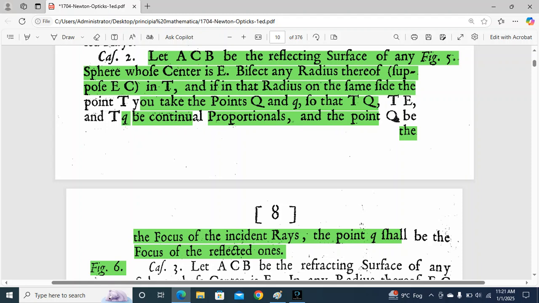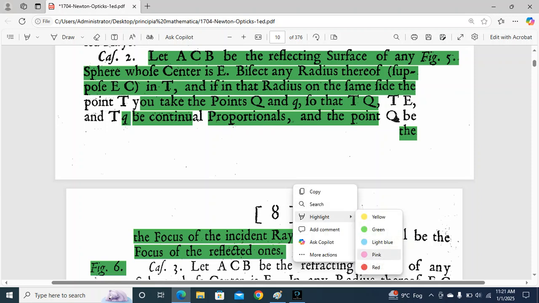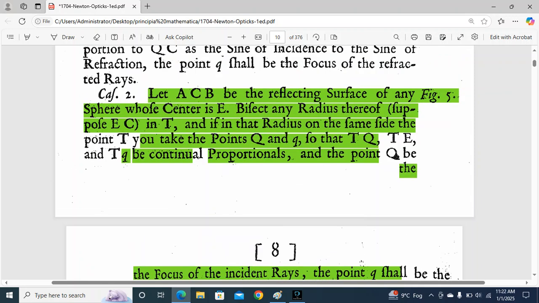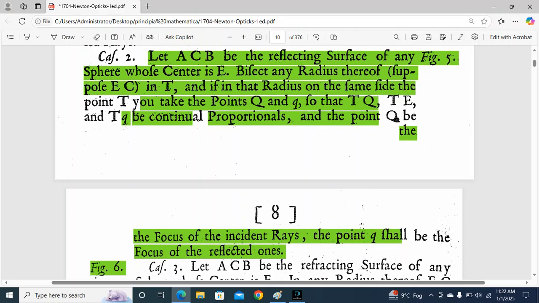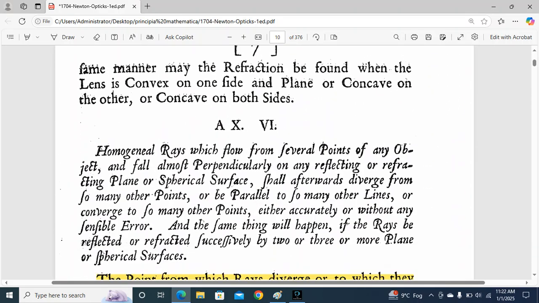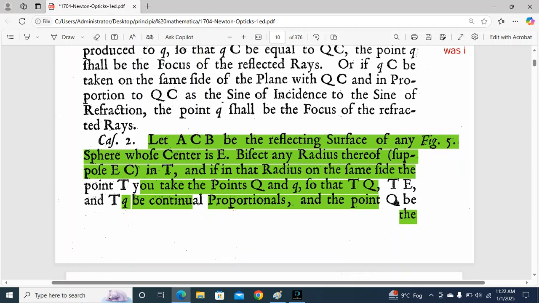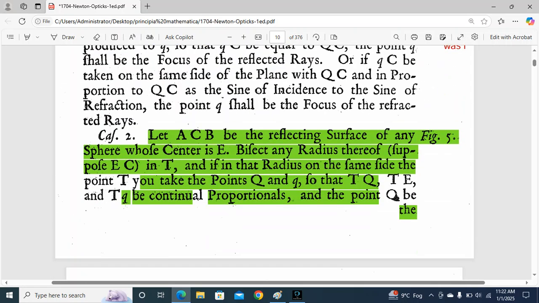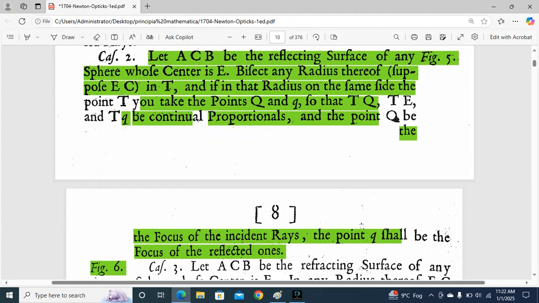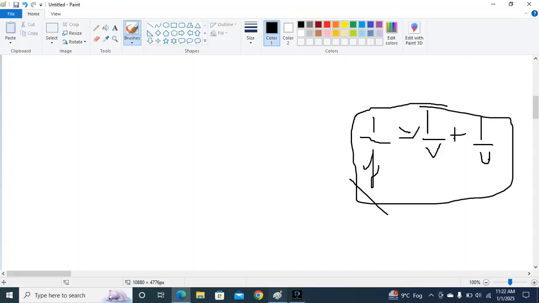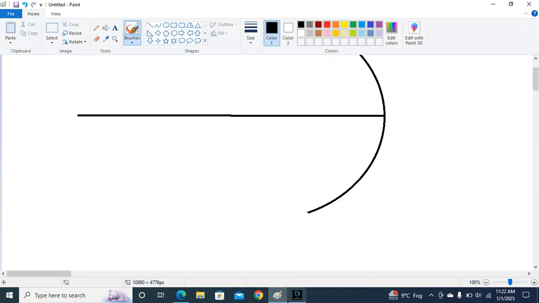This is the axiom 6 in this book, and it has this much written in it, which I'm not going to explain over. But I have understood this whole paragraph. So I got to know about one more relation that I can find between V, U, and F, and that I'm going to explain here.